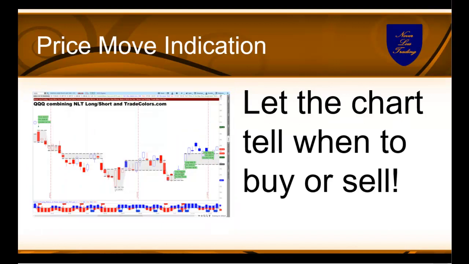Now you know the reason why we say let the chart tell when to buy or sell. With the help of our indicator, and you see here a combination of tradecolors.com and a new Never Loss Trading Impulse Long Short indicator, showing you crucial price turning points. You saw here sell orders came through, and here was the price direction indicated, and buy orders came through, and the price direction was multiple times indicated through our new indicator.